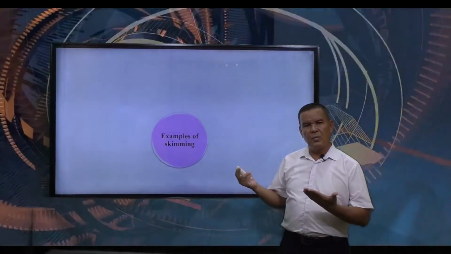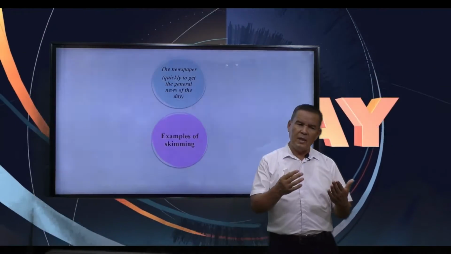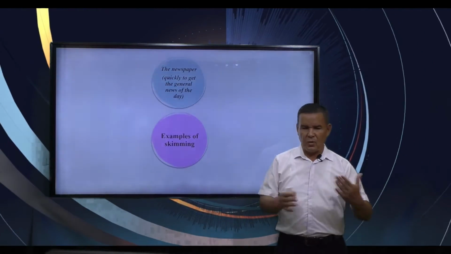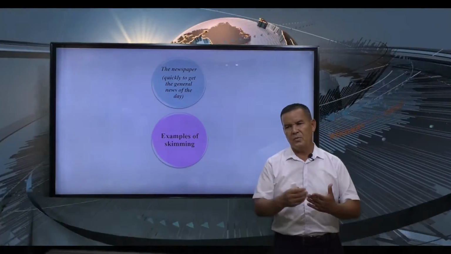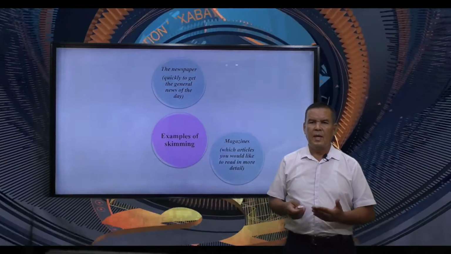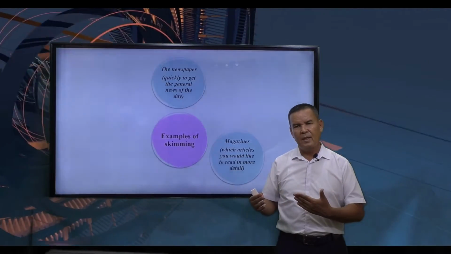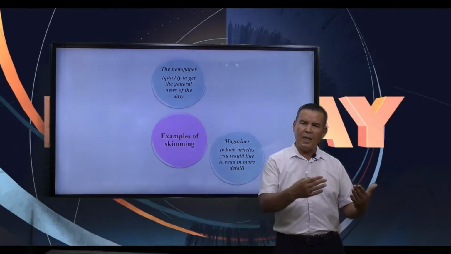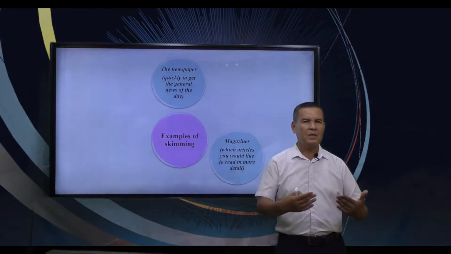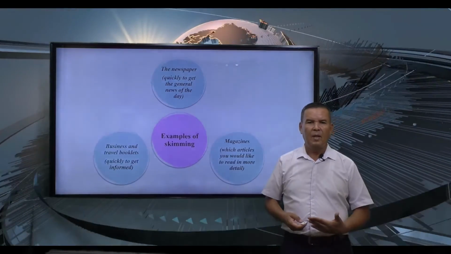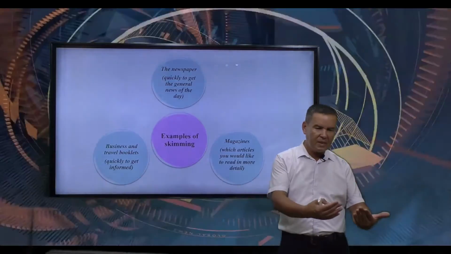Okay, examples of skimming. First, the newspaper. Quickly to get the general news of the day. You will look through the newspaper and you will get the general news. And magazines. You will look through the magazine quickly and decide which articles you would like to read in more detail. And business and travel booklets. Quickly to get informed.